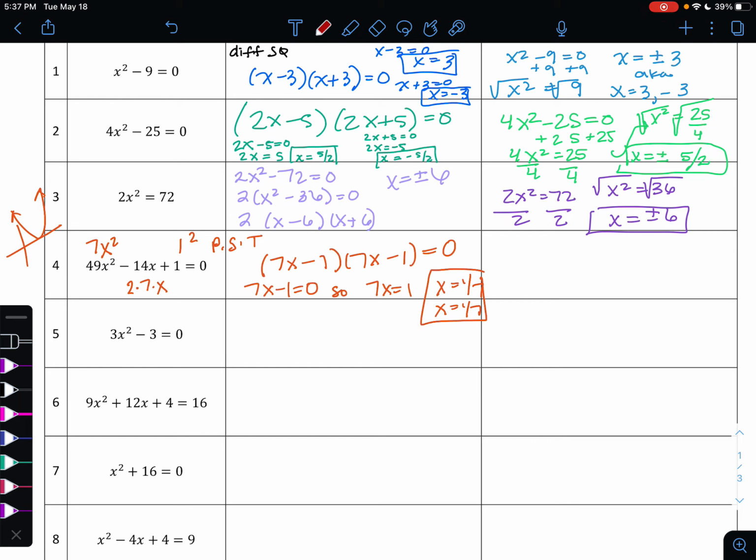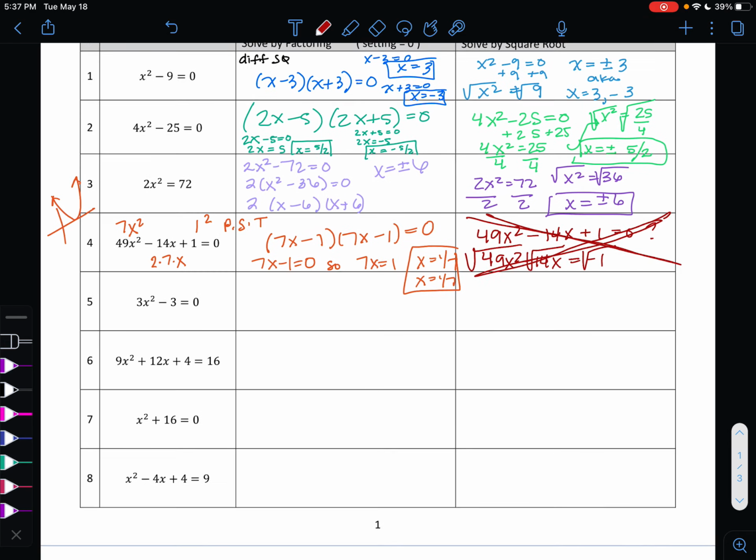Square rooting. So 4x squared minus 14x plus 1. Okay, can you square root this one? Well, if I try like I have on the other ones, what am I gonna do with this? I can't square root that part. Okay, these that are trinomials do not work well for square rooting.